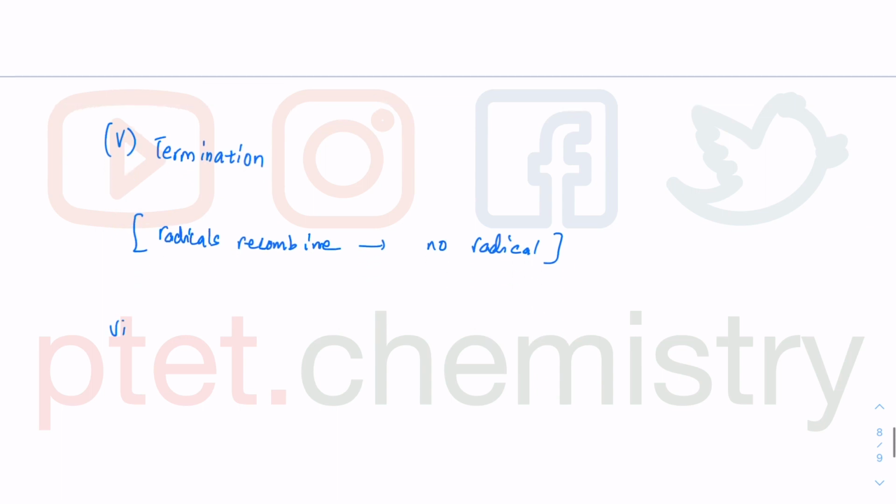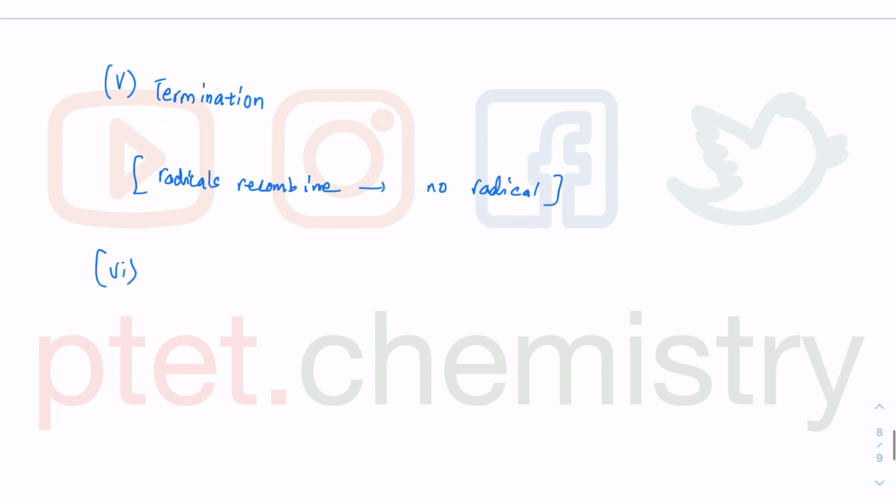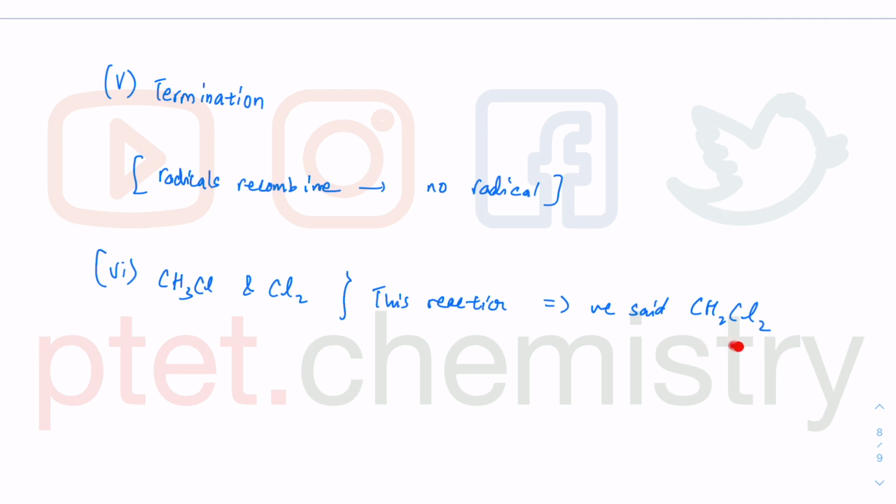So in terms of another organic molecule that is a product of the reaction, so CH3Cl and Cl2 was this reaction. So far we said CH2Cl2, dichloromethane, as one of the products in propagation, as well as the product shown in the final step, which is the termination in the question.